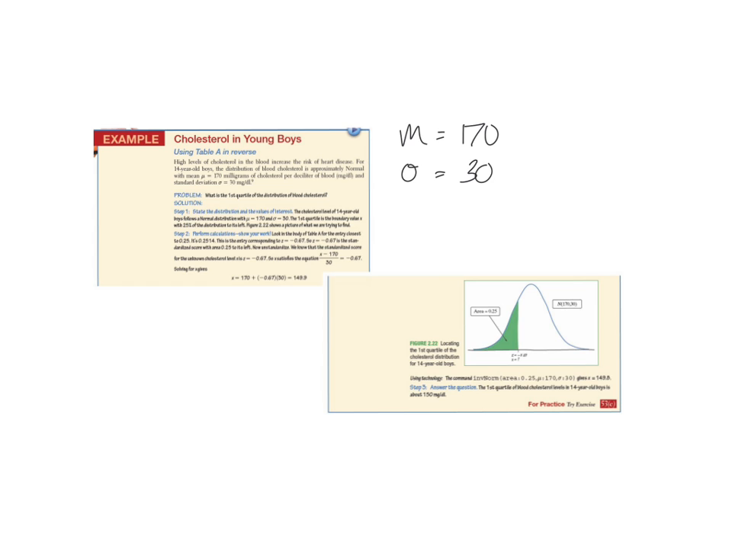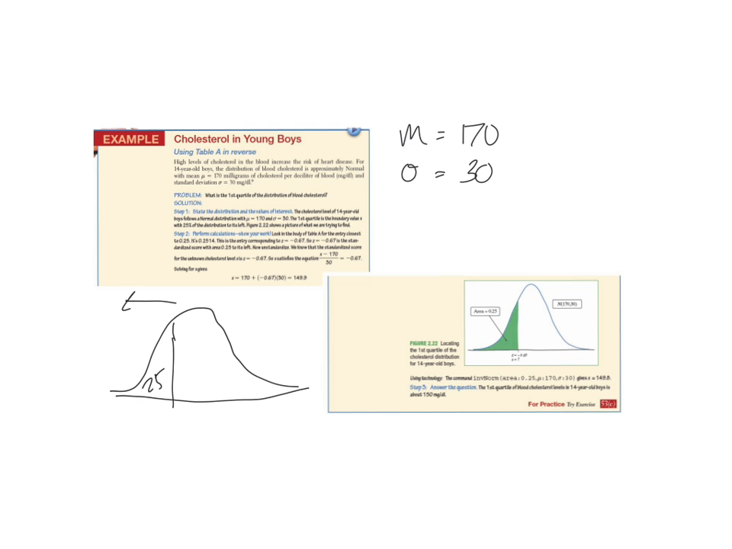What we're doing is, what's the first quartile of the distribution of blood cholesterol? Okay, first quartile, what does that mean? Well, that means what's the first 25% of the data? That's what we're looking for. What's lucky here is inverse norm works to the left, so we're not going to have to do any subtraction. We're just going to have to do the calculator function.